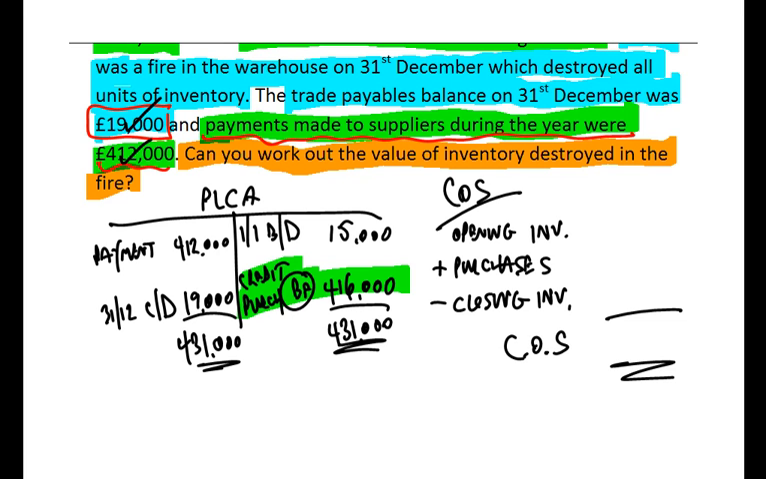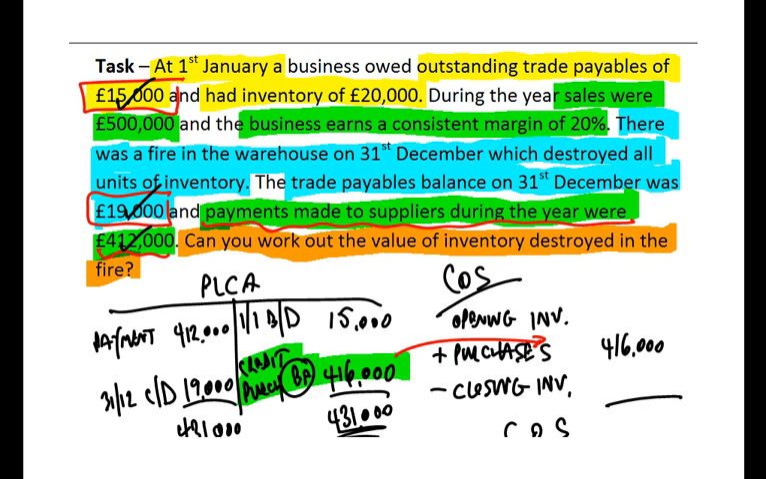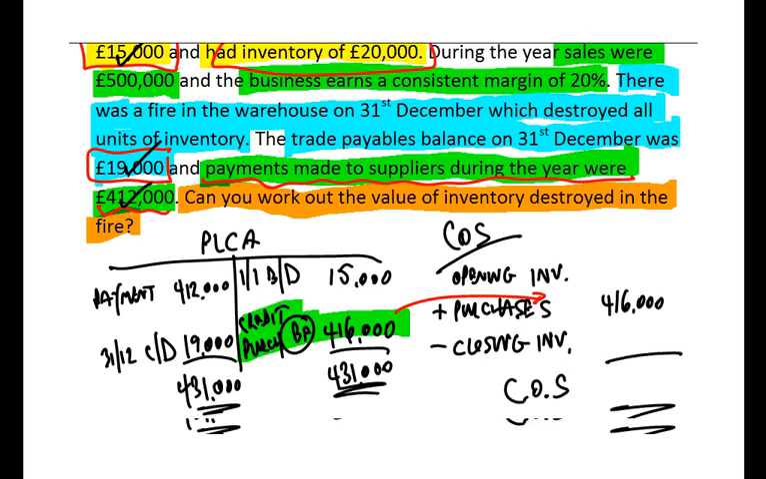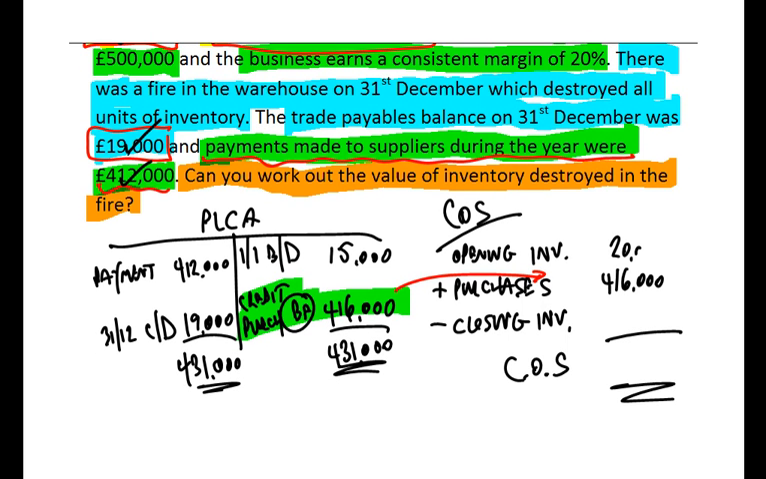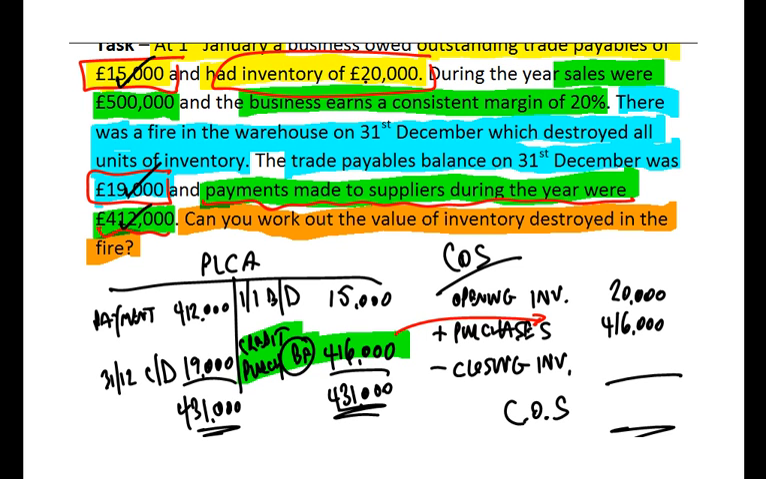Well, we've actually just identified the purchases figure, haven't we? So I can actually now bring the purchases figure across. We know the £416,000. That can become part of my cost of sales calculation. Well, what else do we know? Well, if you remember, we knew the opening inventory at the beginning of the period. We knew that at the 1st of January, we had £20,000. So in fact, I can add that in as opening inventory of 20,000. Again, I'll tick the figure just to remind myself that I've used that information now.